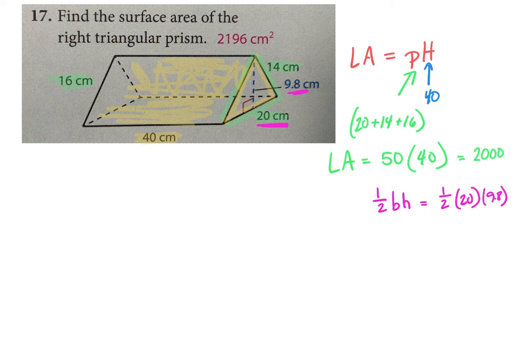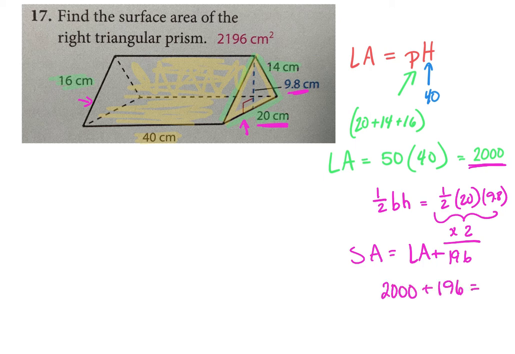But I have two of them. I'm going to take whatever I get here and multiply by 2 because I have two bases, one here and one here. And when I do that, I'm going to get 196. That is my two bases. My surface area is my lateral area plus my two bases. So I take this lateral area, 2,000, and add my two bases, which is where I get 2,196 square centimeters.